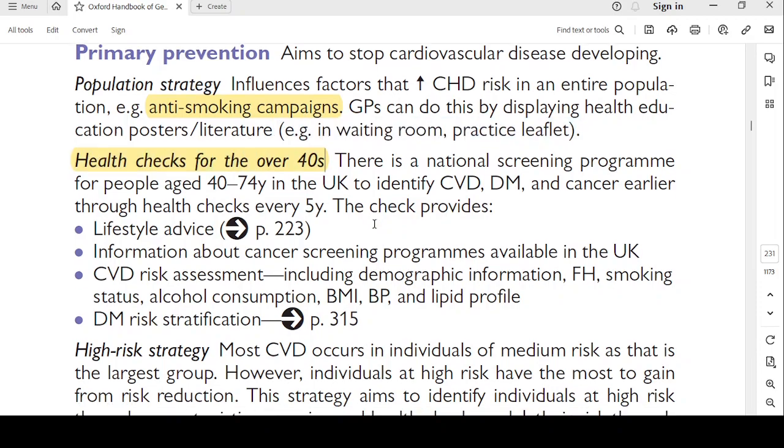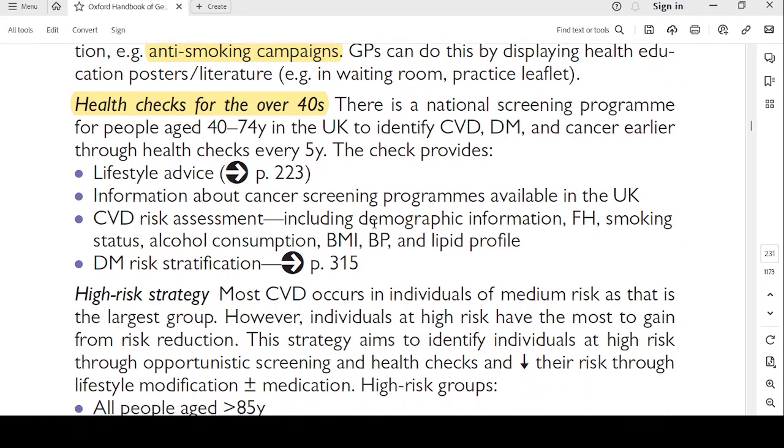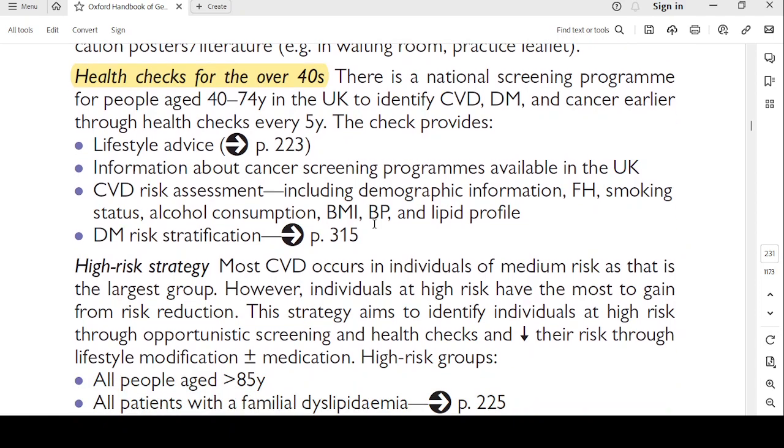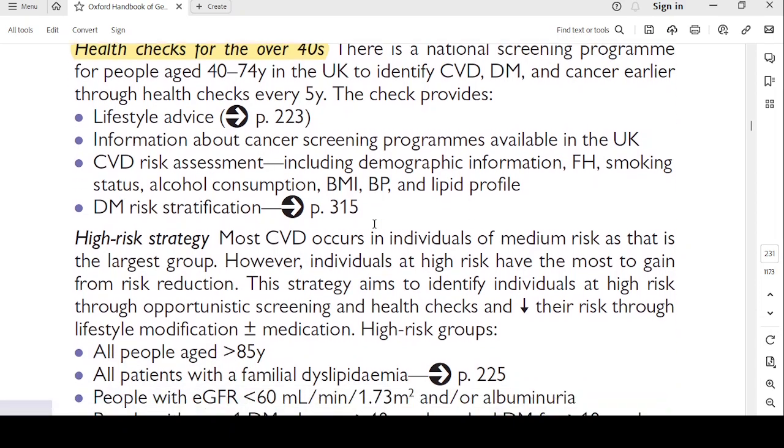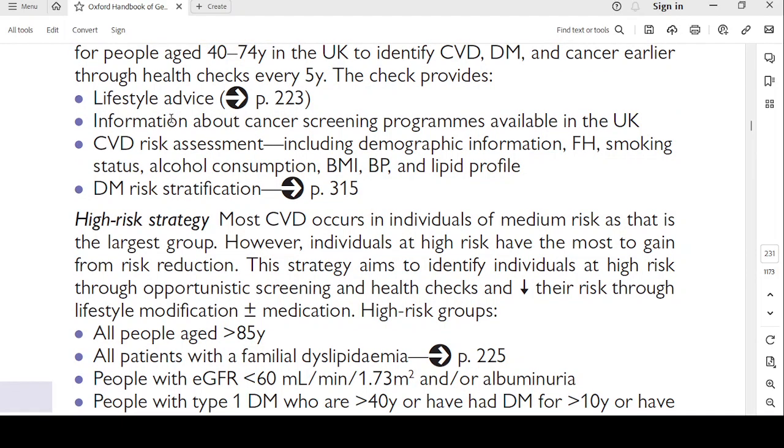This is a national screening program for people aged 40 to 74 in the UK to identify CVD, DM and cancer earlier through health checks every 5 years. The check provides lifestyle advice, information about cancer screening programs available in the UK, the CVD risk assessment including demographic information, family history, smoking status, alcohol consumption, BMI, BP and lipid profile.